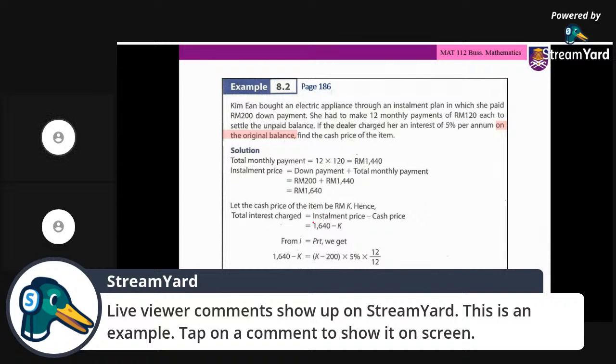So you substitute here 160, and then minus cash price. The cash price that we want to find, we put as K, unknown. Any alphabet is fine. Then we calculate for the I.